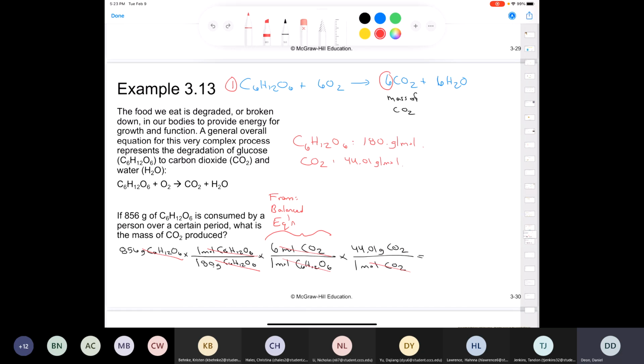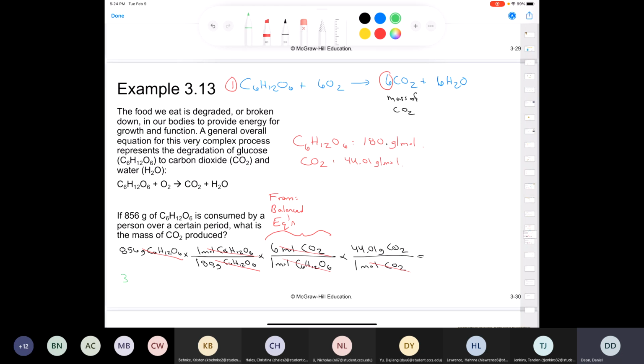We get an answer. I'll just throw this out there to my students. Can anybody tell me how many significant figures I should have in my final answer? There's 3 sig figs in the 180 grams per mole. Can anybody tell me how many? Yes, I should have 3. Right, there should be 3 sig figs.